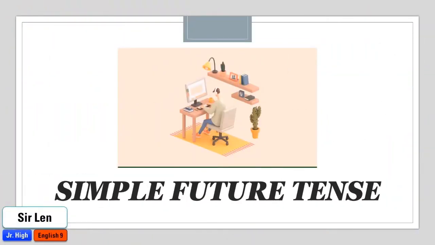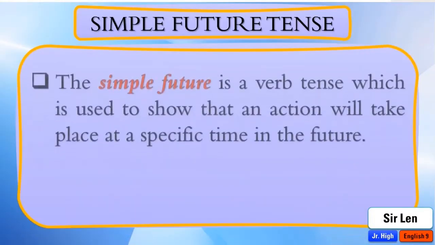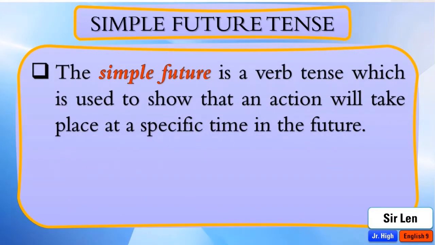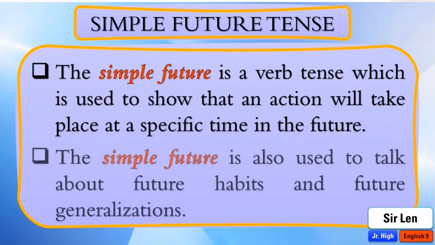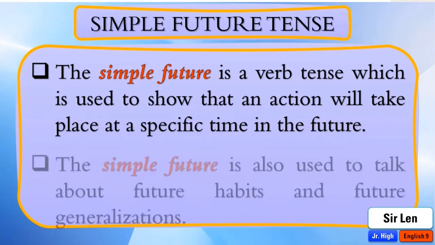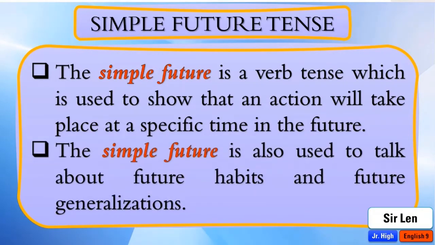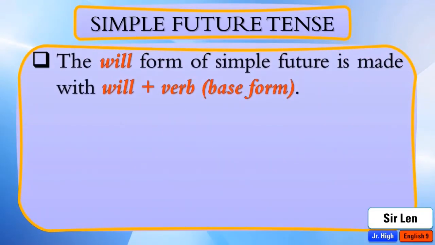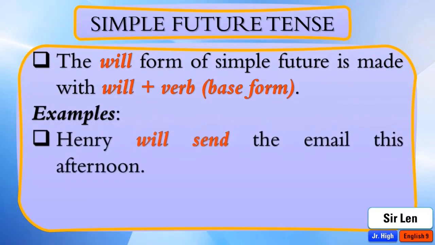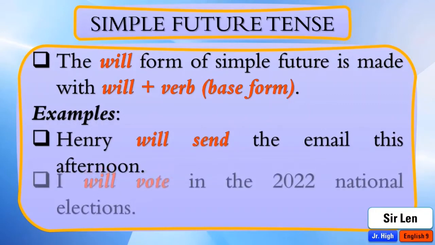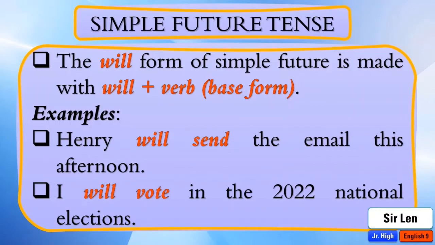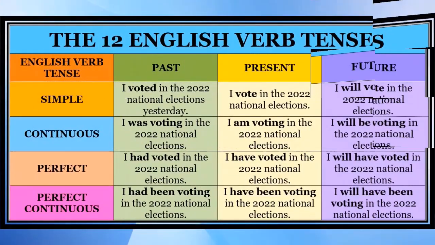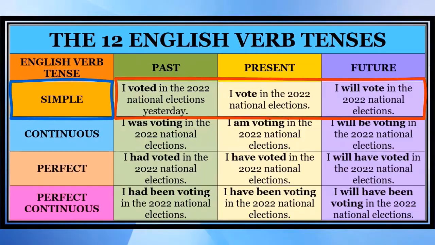The simple future tense. The simple future tense is a verb tense which is used to show that an action will take place at a specific time in the future. The simple future is also used to talk about future habits and future generalizations. The will form of simple future is made with will plus the verb in base form. Examples: Henry will send the email this afternoon. I will vote in the 2022 national elections. Those were the simple tenses of the verb.